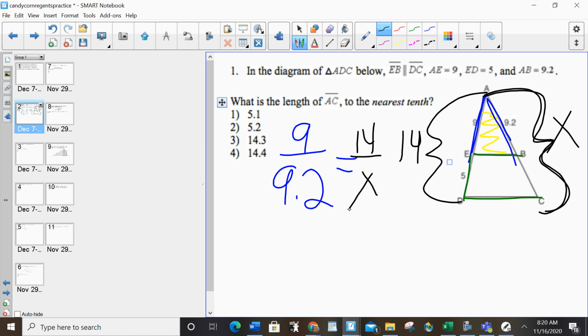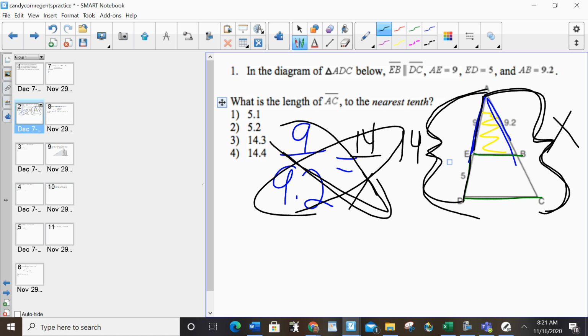Expect to have to add or subtract. So right off the bat, try and see right here, if I have this is 9 and this is 5, that whole thing's going to be 14, because I'm probably going to have to utilize that. From there, we cross multiply and solve. 9 times x is 9x. 9.2 times 14. I've done this problem so many times, I should know the answer off the top of my head. I feel like it's 128.8.